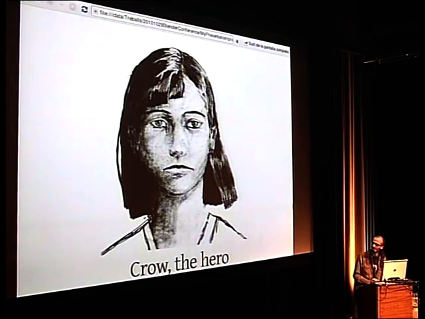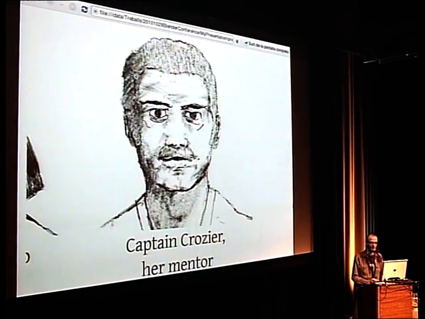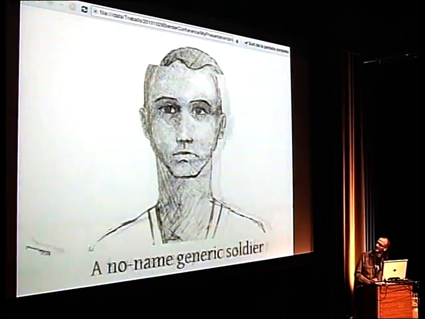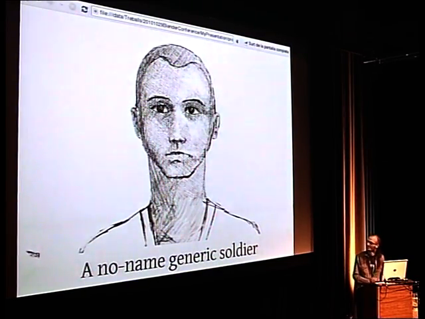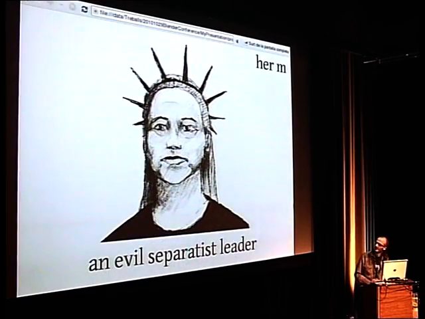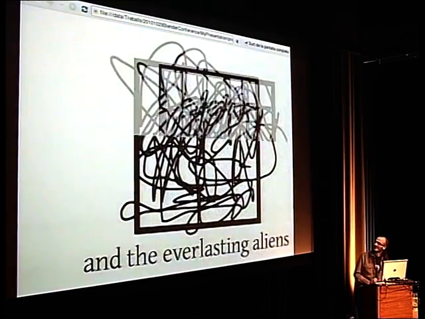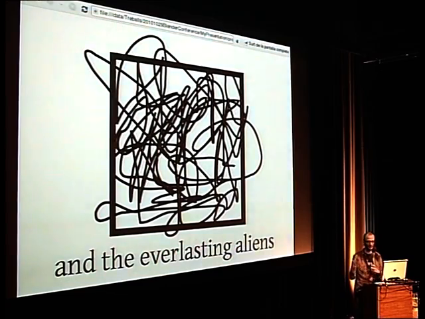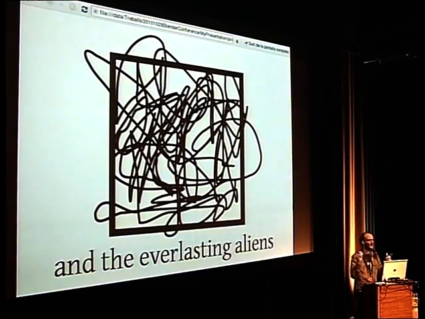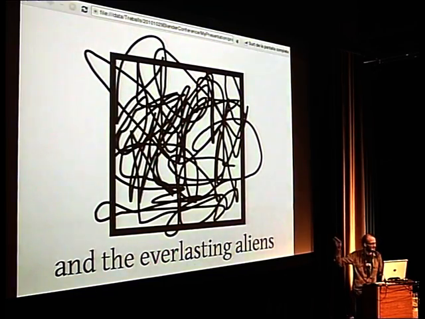This is the main character, Crow. This is his mentor, Captain Crozier. This is a no-name soldier, a generic soldier. This is an evil separatist leader. These are the aliens that, for the sake of not having to design them, we decided are somewhat indescribable. This means a mess, okay? Like fireflies.